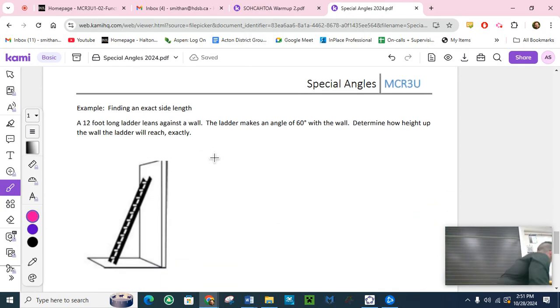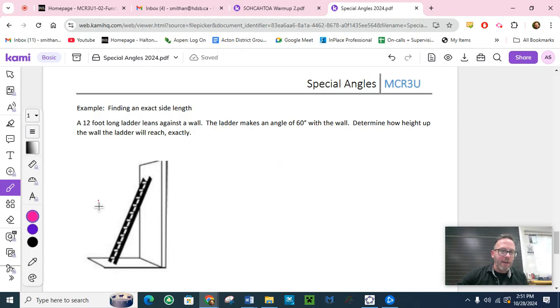Now you might be saying, Mr. Smith, why do I need the exact length of this ladder up the wall? In real life, you don't. But I'm not prepping you guys for like the workplace here. I'm prepping you for all sorts of university math courses, including maybe some pure mathematics courses at a university. In lots of those applications, we do need to work with exact values. So here we go. This is just a SOHCAHTOA size problem. We're going to use exact values.